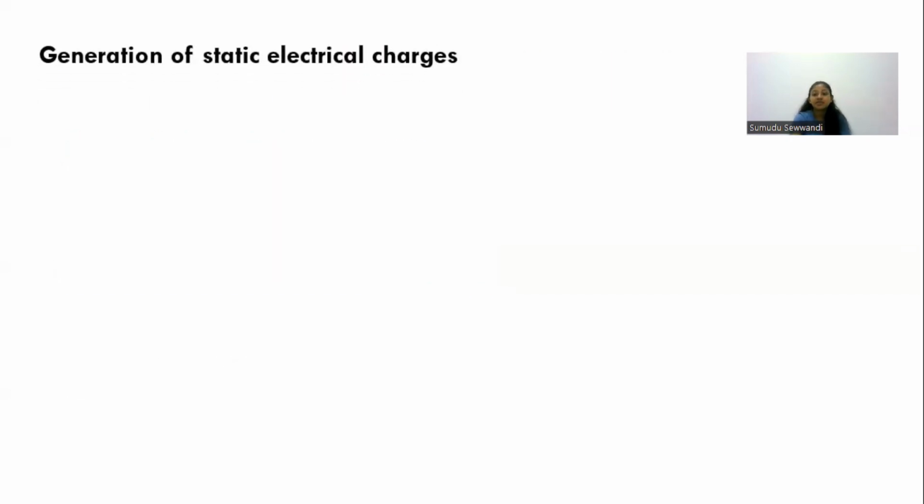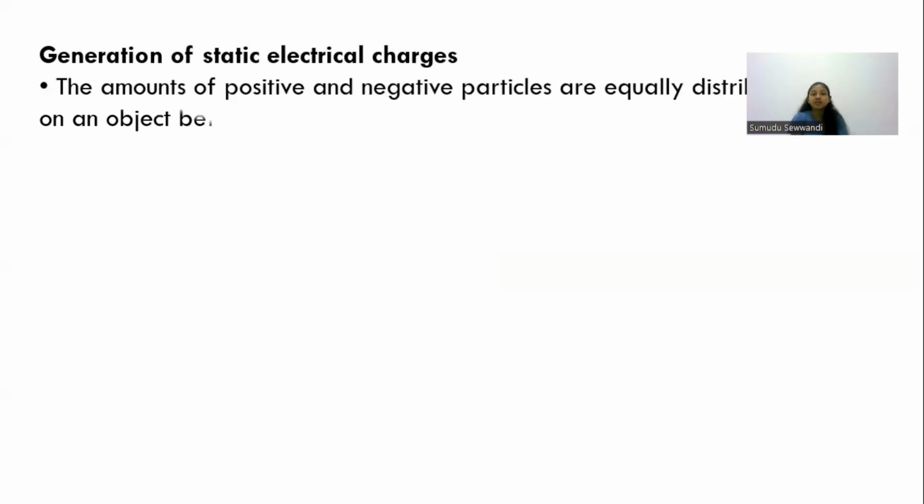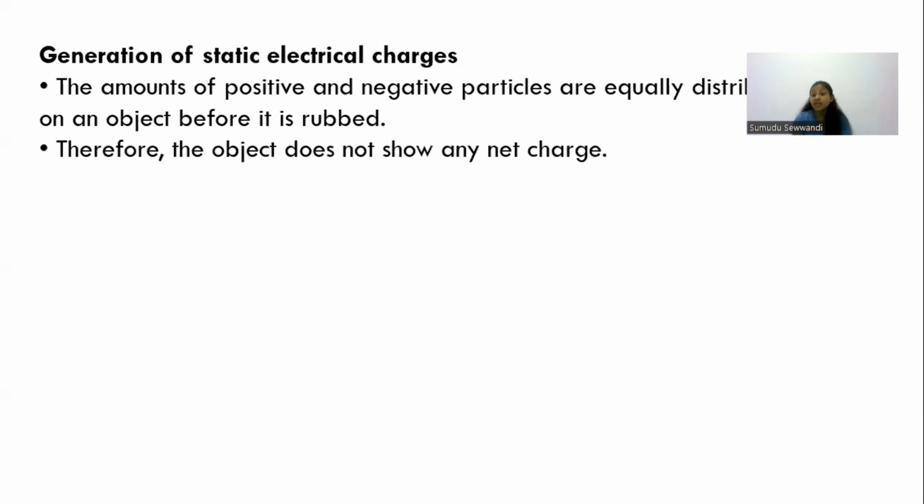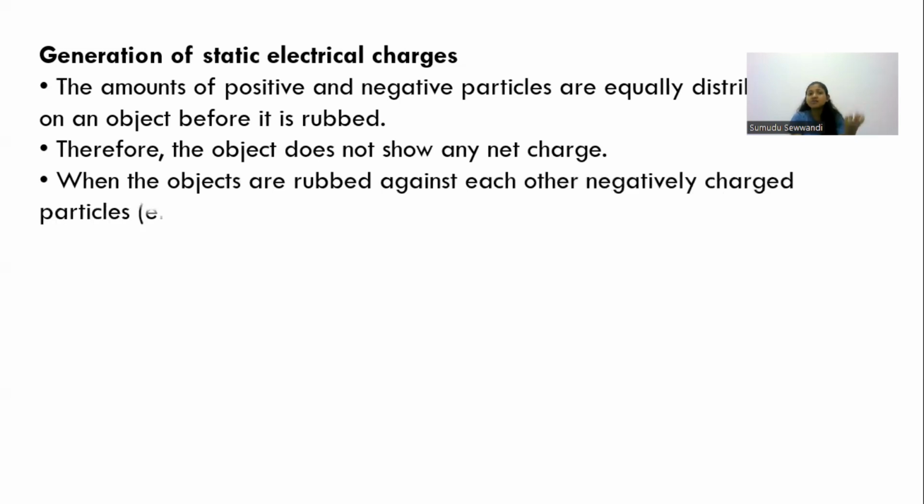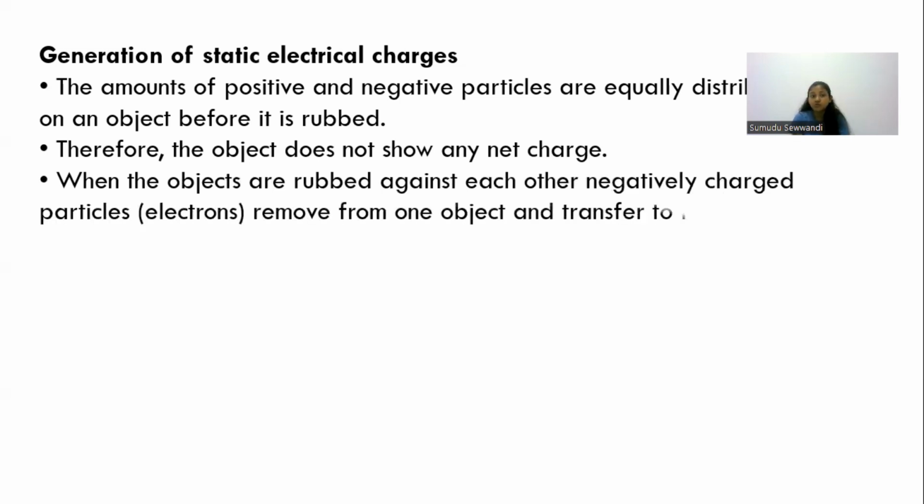Generation of static electrical charges. The amount of positive and negative particles are equally distributed on an object before it is rubbed. Before we rub an object, the amount of negative charges and the amount of positive charges are equal. Therefore, the object does not show any net charge. When we look at it from outside, we can't see any charge in that object.